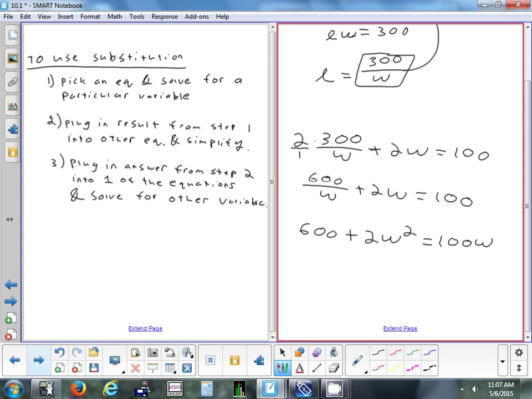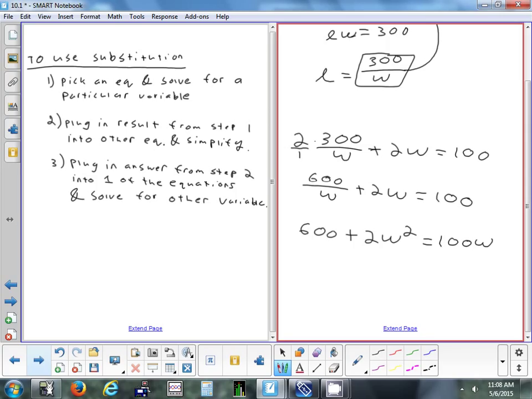Victoria? Think back to Algebra 1. What kind of equation is that? It's not written in the order we normally write it in, but what's your highest exponent there? 2. So what does that tell you? It's a quadratic equation. That's a quadratic equation.